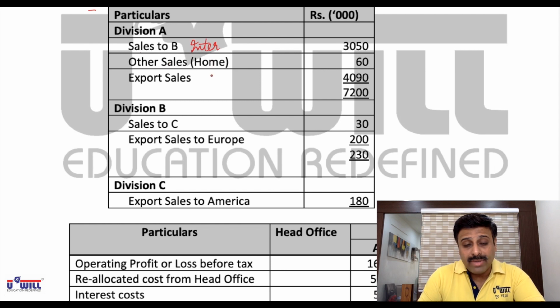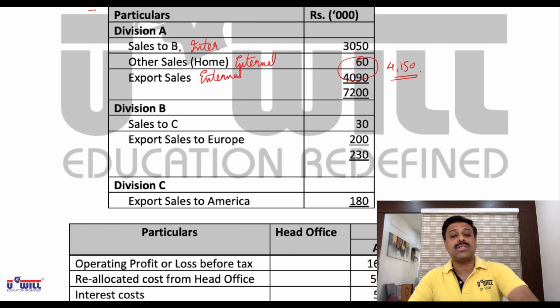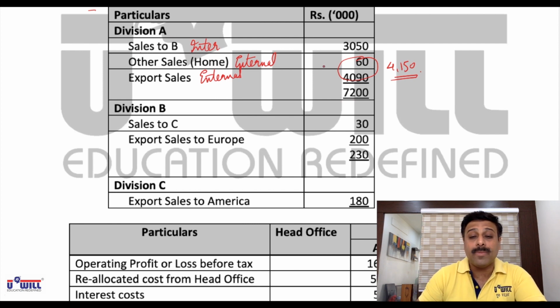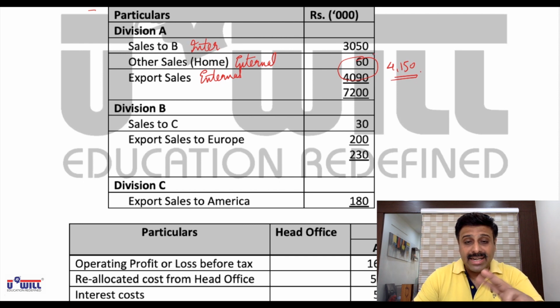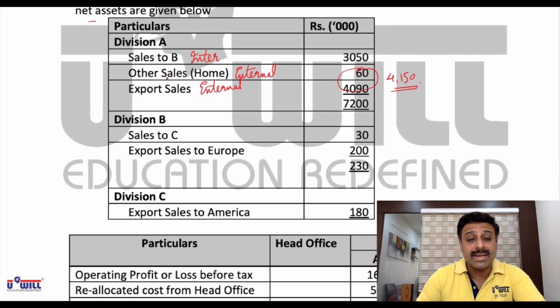Other sales, home, means within the country. Whatever division A is selling, the remaining goods within the country will be external sales. And export sales will also be external sales. In short, total external sales will be 60 plus 4090, which is 4150. Total external sales of segment A will be 4150. 60 is sold within the country, 4090 is sold outside the country. And what it has sold to division B is inter-segment revenue. This all is segment revenue.